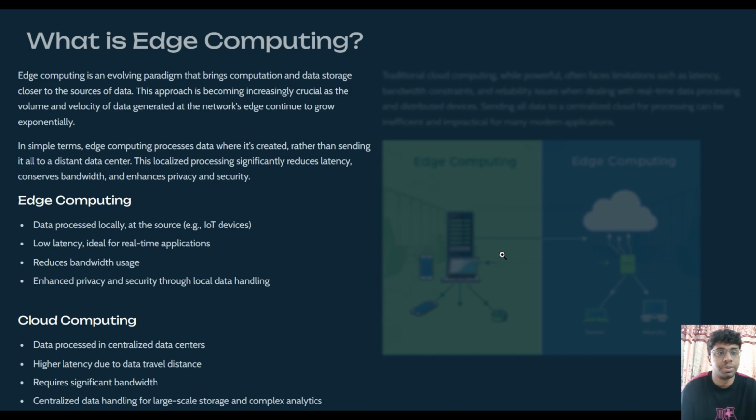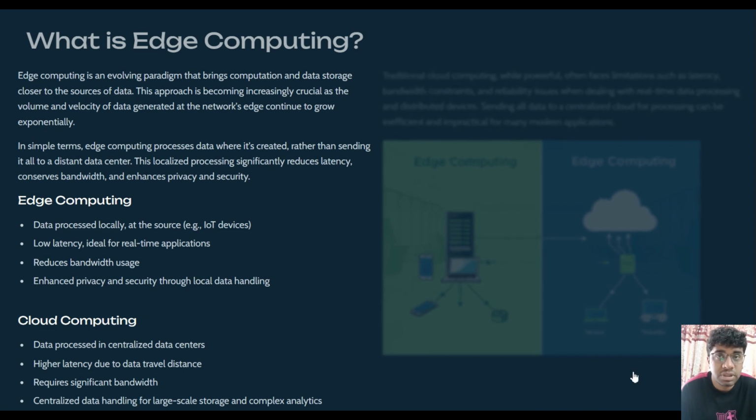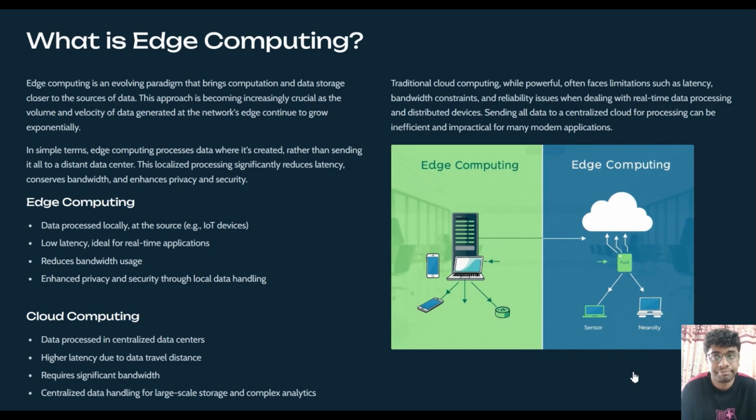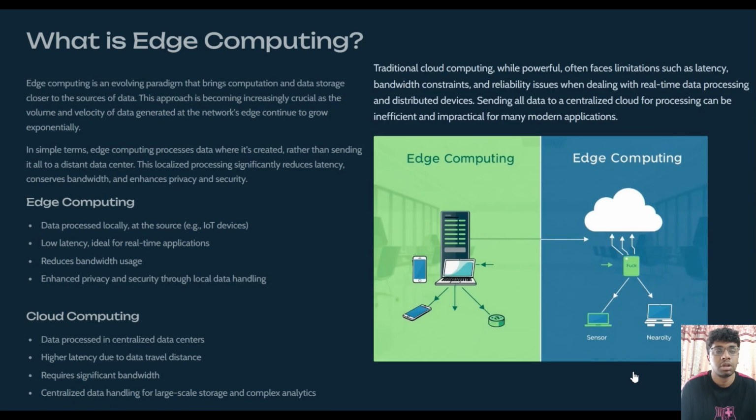What is edge computing? Edge computing is a new and growing way of handling data instead of sending all information to a far data center. Edge computing lets devices process data where it's created. That means faster results, less strain on the internet, better privacy, and you don't have to wait for a round trip to the cloud. For example, a smart security camera using edge computing can detect motion and raise an alert immediately without needing cloud access.